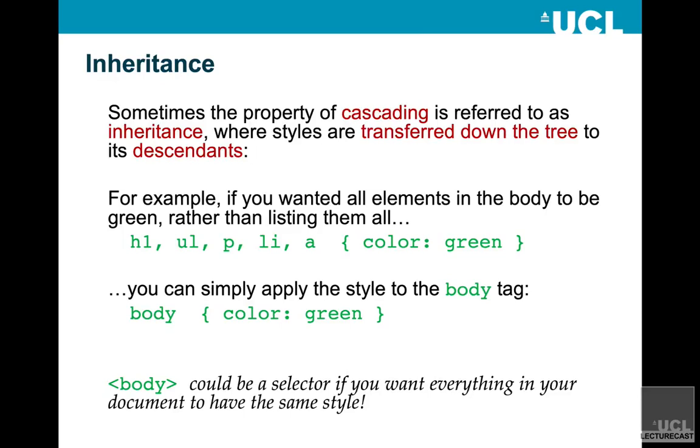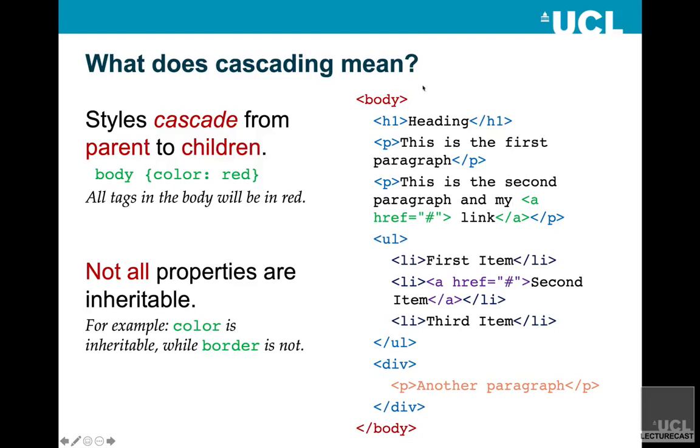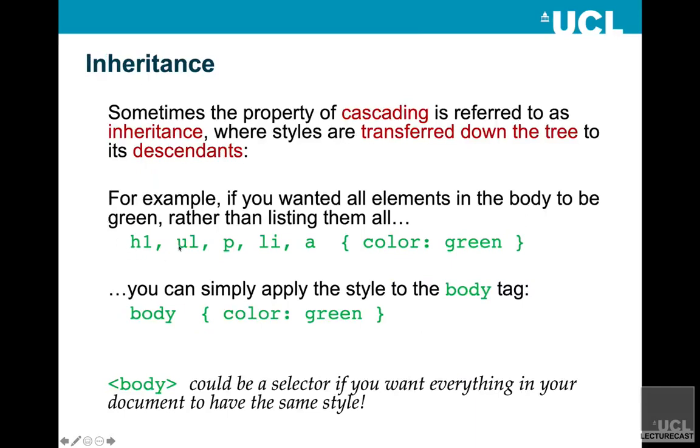If we would like to apply a style to all the elements within the tree, we would probably list and group them by using a comma. So looking at our HTML example where we have h1, p, and ul, we can highlight h1, ul, p, and li all together and then provide a specific color.